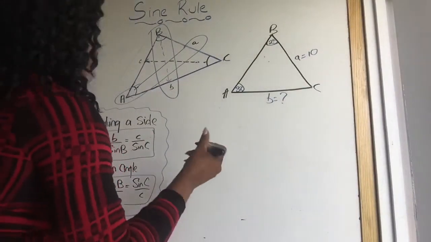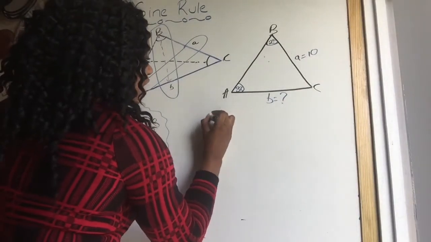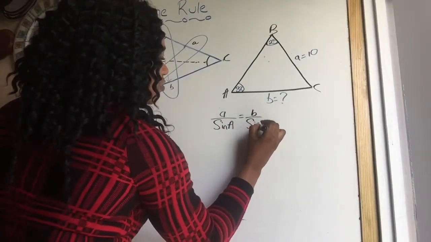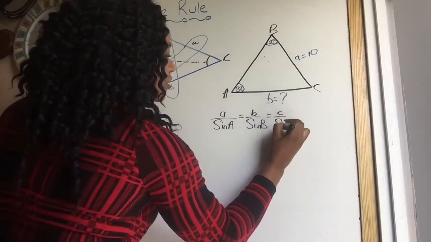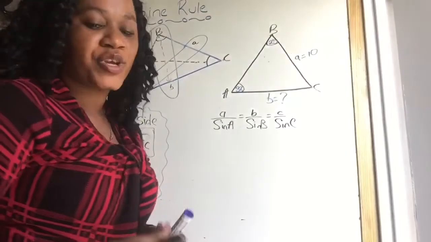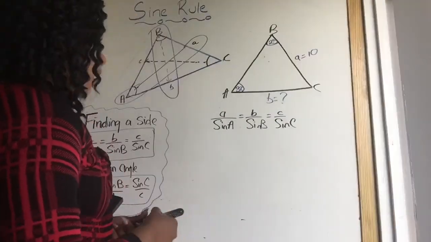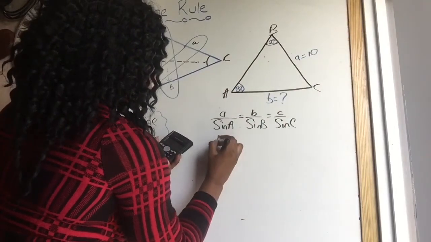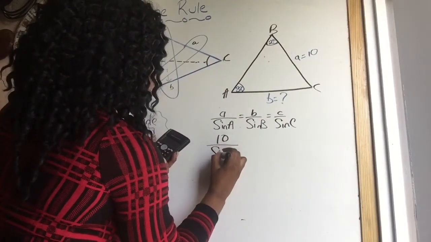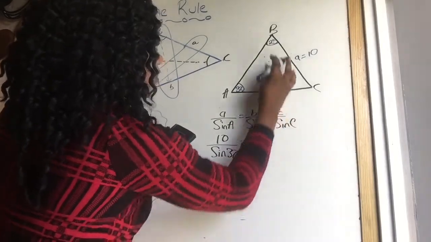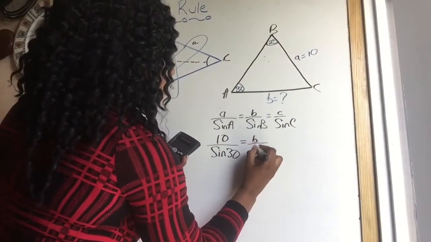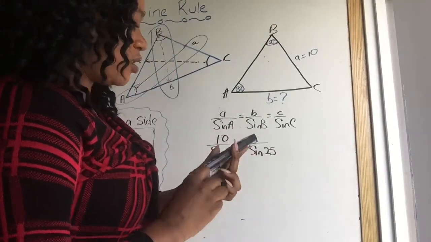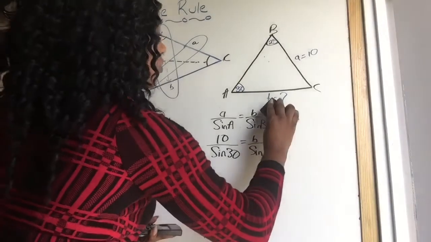Now what you're going to do is write down your formula, which is a divided by sine A equals b divided by sine B equals c divided by sine C. Then you substitute what is given. So I know that my a is 10, divided by sine 30, and that is equal to my b divided by sine 25. We basically substitute what is given, so we don't need the c part.